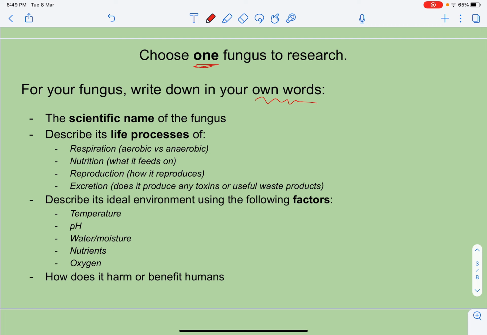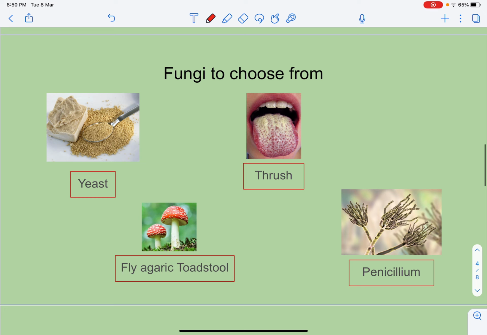Because the last thing I want is for people to just transcribe what they read on the internet without understanding it. So here is the outline of what you need to do, and I've created a little template for you to assist you with that. So let's run through that. Here are the 4 fungi you can choose from. So there's yeast, thrush, the toadstool, which is poisonous, and penicillium, which is the fungus that makes penicillin.